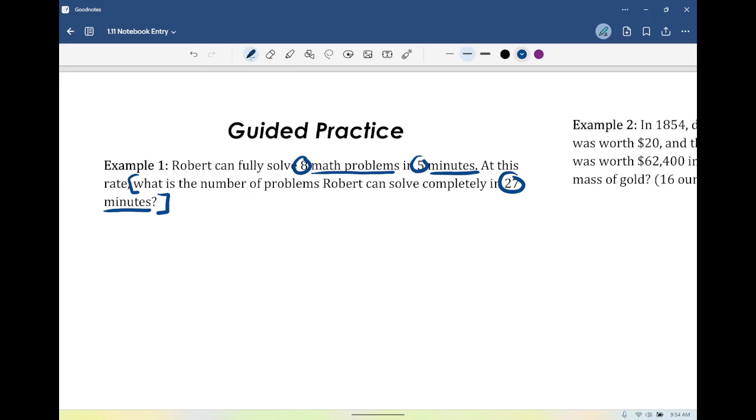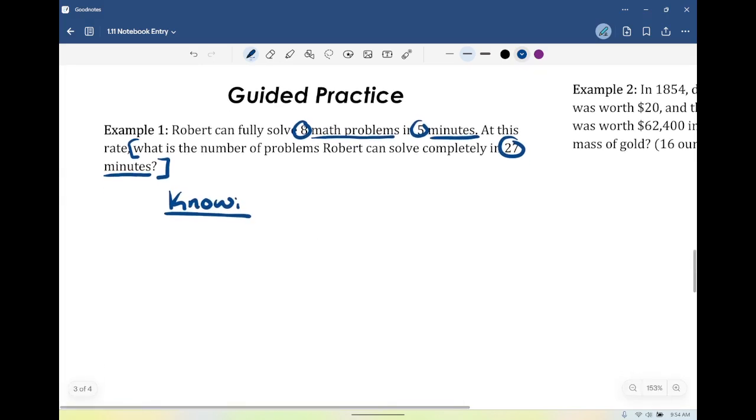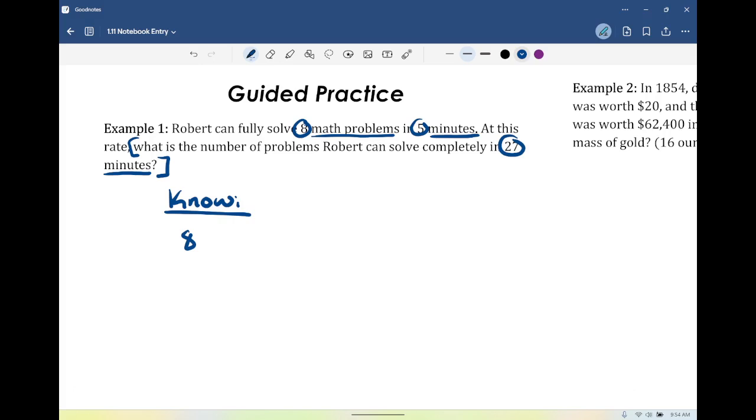When we're setting up proportions, the first thing I'm going to do is start with the ratio or fraction that I know based on the problem. I know that he can solve 8 problems per, or in, 5 minutes. I know that he can do 8 problems per 5 minutes.